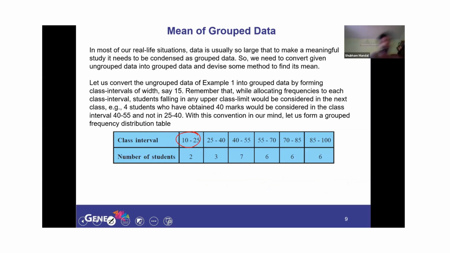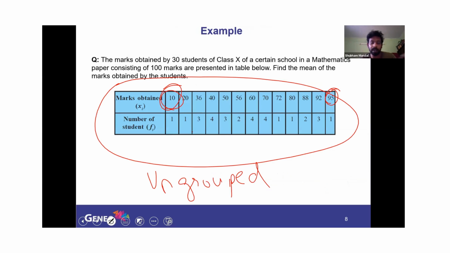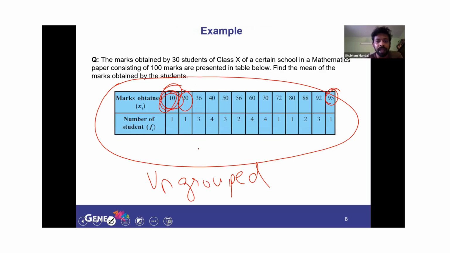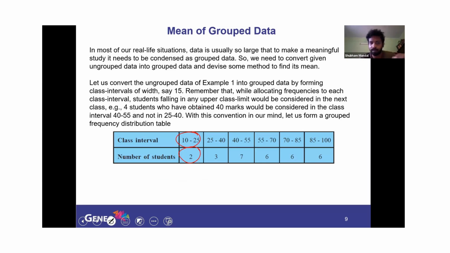Now you see, 10 to 25, how many students have got marks from 10 to 25? You have one student who has got 10, one who has got 20. After that, everyone has got more than 25. So for 10 to 25, the number of students is 2. Next, 25 to 40: we have 3 students with 36. But 40 we are not considering in 25 to 40, right? 40 is in the 40 to 55 interval.